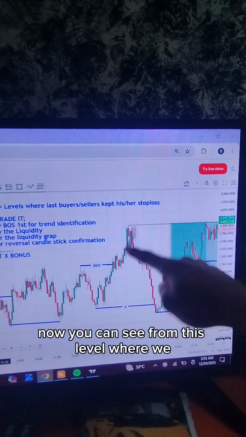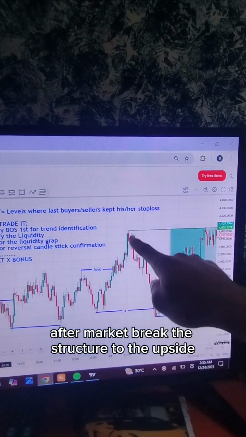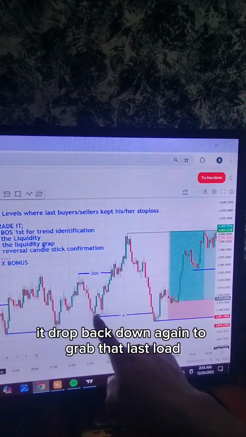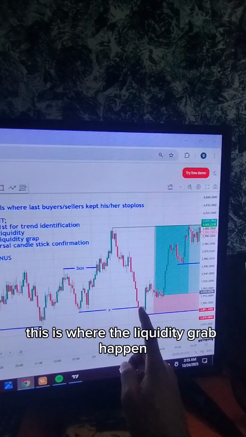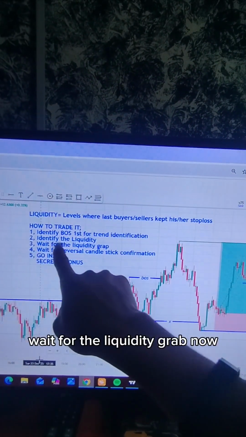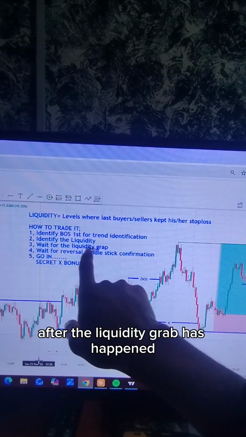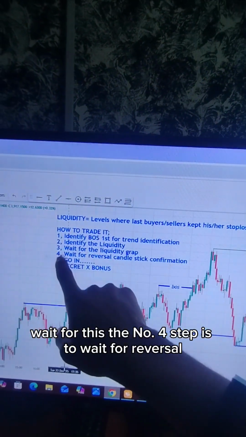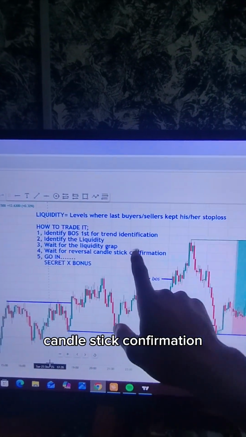Now you can see from this level, after the market broke the structure to the upside, it dropped back down again to grab that last low. This is where the liquidity grab happened. And now after the liquidity grab has happened, step 4 is to wait for reversal candlestick confirmation.